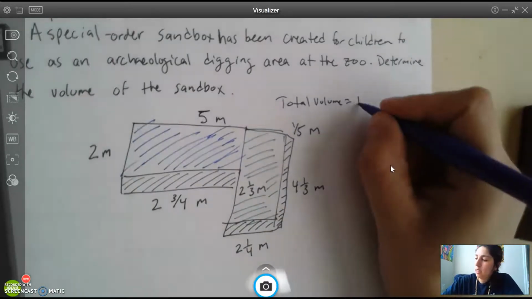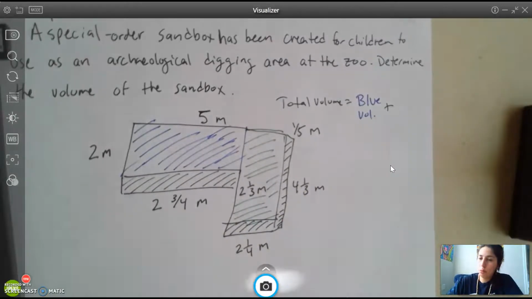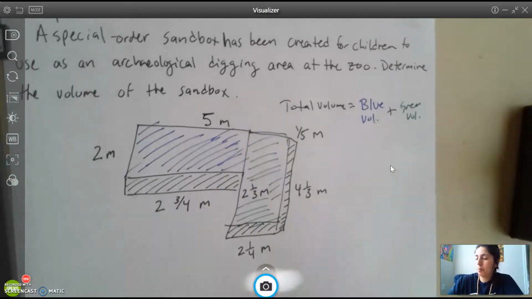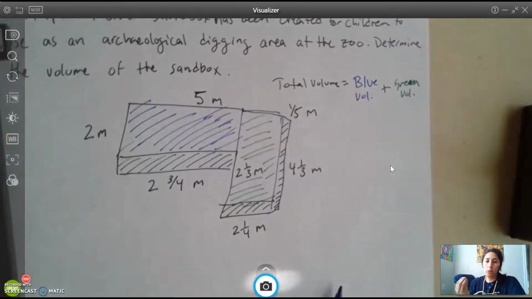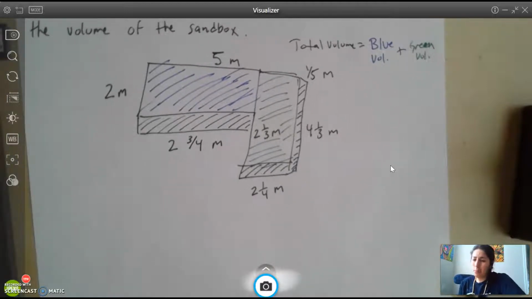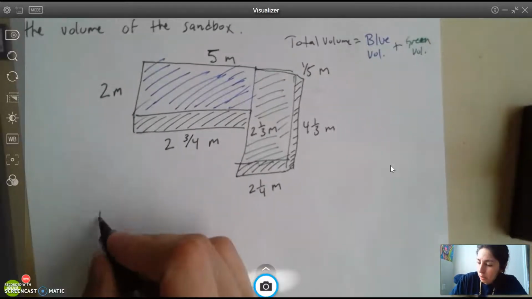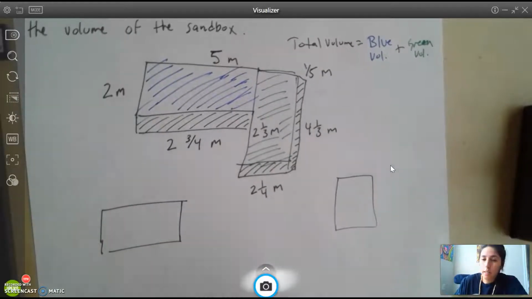Another way to think about that is, to find the total volume, I will take blue volume and add it to green volume. I am taking the different volumes and adding them together to get my total volume for the composite shape. All right, let's start figuring out my composite volume. To make things slightly easier, I am going to redraw these 2 shapes separately so that I can see things a little bit clearer. Okay, so I have blue and I have green.